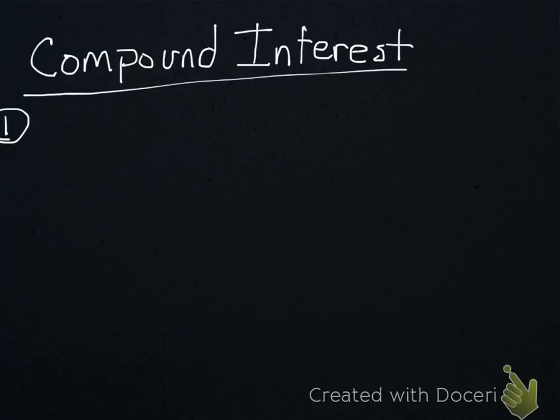Hello, this is Mrs. Boots, and we're going to work the practice problems for compound interest. Remember, with compound interest, you're using the equation y equals a, parenthesis, 1 plus r divided by n, raised to the nt power. So let's figure out what we've got.